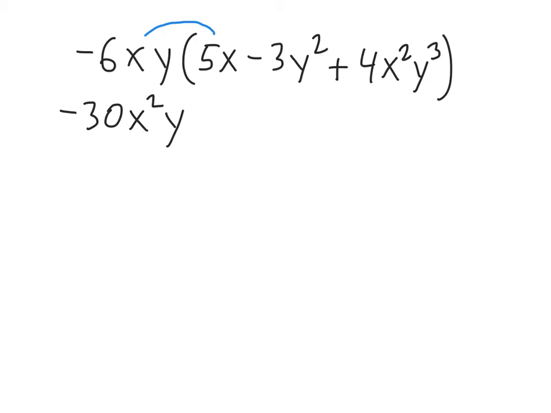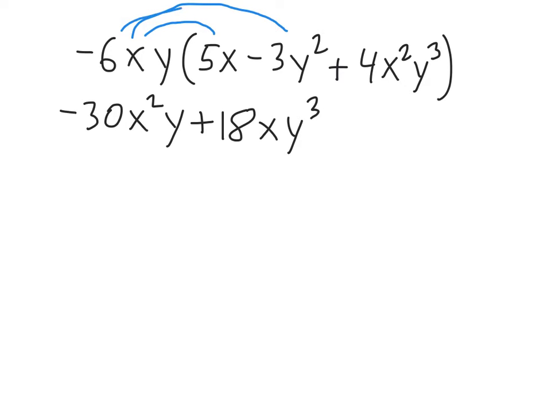Then, negative 6xy times negative 3y squared. So, negative times a negative is a positive. 6 times 3 is 18. X has nothing to multiply by, so it stays x. Y times y squared is y to the third.